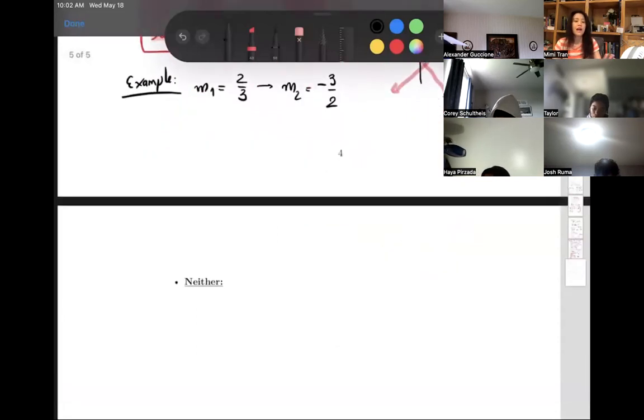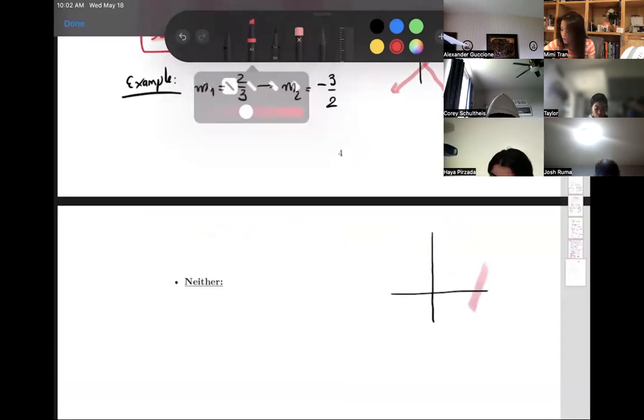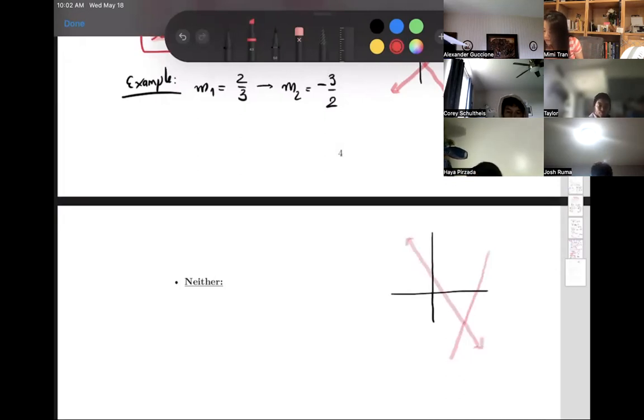Neither. What if they are not parallel nor perpendicular? So for example, if I have two lines like this, I do have a point here. Again, you don't have to draw these. If I have two lines like that, that's not 90 degrees, right?